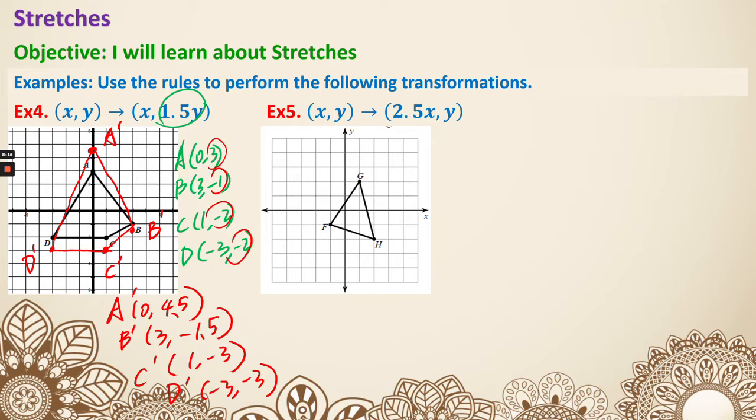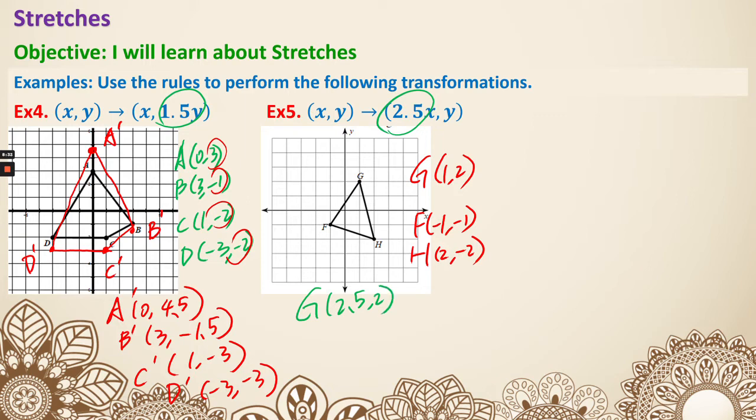Example 5, start with the normal points. G is 1, 2, F is -1, -1, and H is 2, -2. This time we are changing all of the x values by 2.5. So G would be 2.5, 2, which is around here. That's my G prime. And then F prime would be -1, -1, so it's got to be -2.5, -1, around here, F prime.